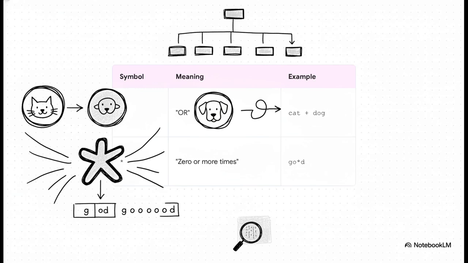Simple enough. The star, though, that means 0 or more times. So a pattern like go star D is really powerful. It matches GD, God, good, and on and on. It's a really precise language for finding patterns.